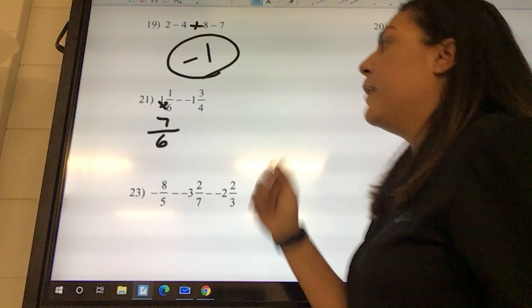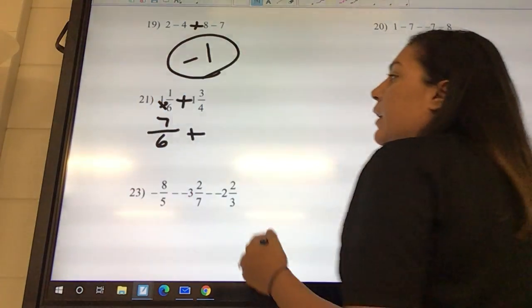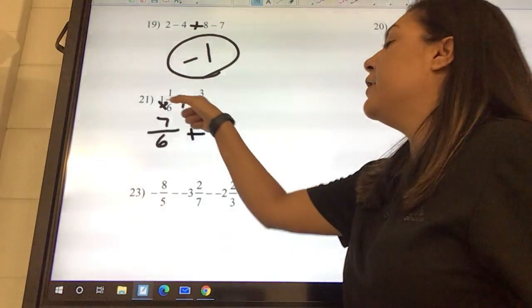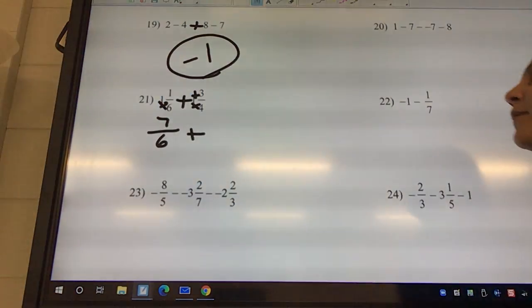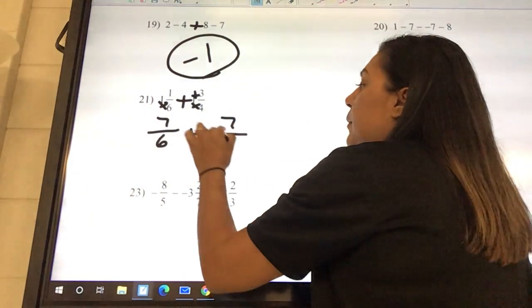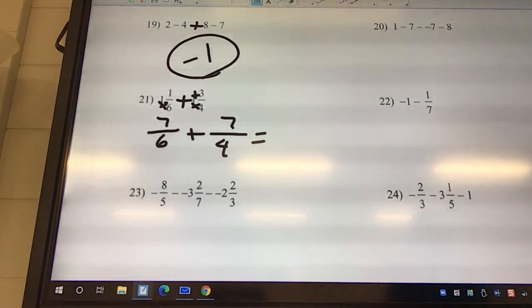Okay, and then see how you got this minus minus? We can make that into a plus. And then this one is also a mix. So 1 times 4 plus 3. What are you going to get? 7, and you keep the bottom, which is 4. Okay, now you can add those two on the Desmos app.